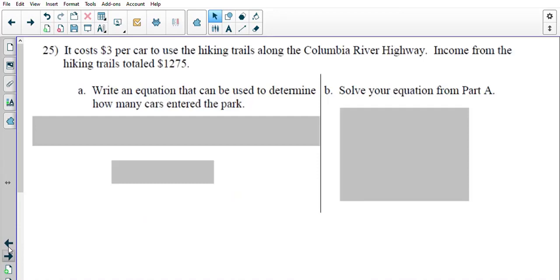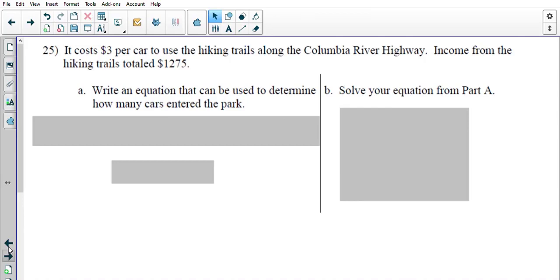All right, let's take a look at some real word problems related to this though. Number 25 says, it costs $3 per car to use the hiking trails along the Columbia River Highway. Income from the hiking trails totaled $1,275. A, write an equation that can be used to determine how many cars enter the park. B, solve your equation from part A.